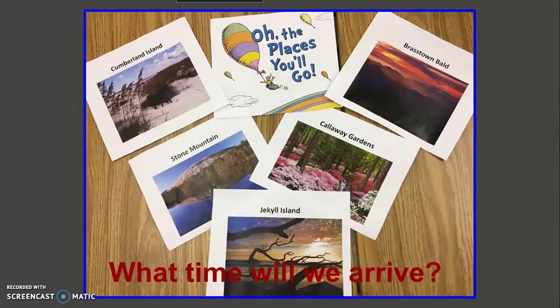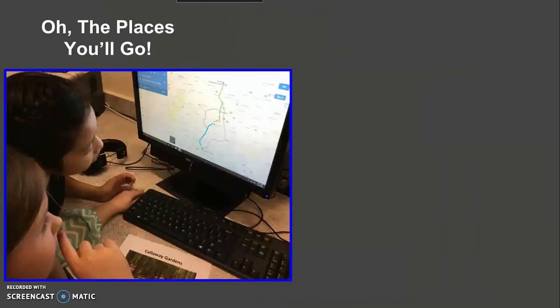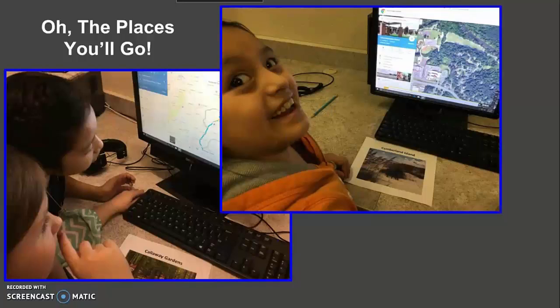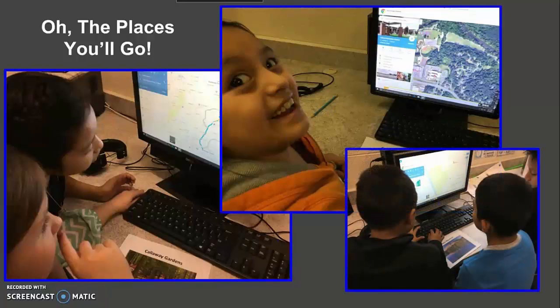To integrate technology and explore time further, students can research travel times to favorite tourist spots. After selecting a location, students worked in groups to begin their research. The small groups found the travel times by using Google Maps, while analyzing and comparing the different trips.